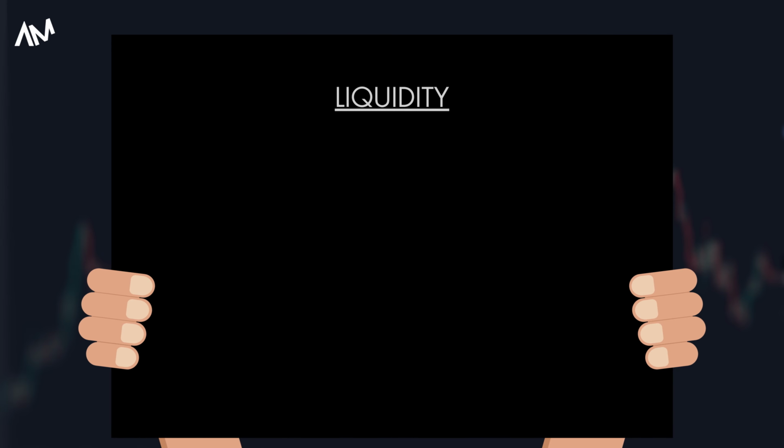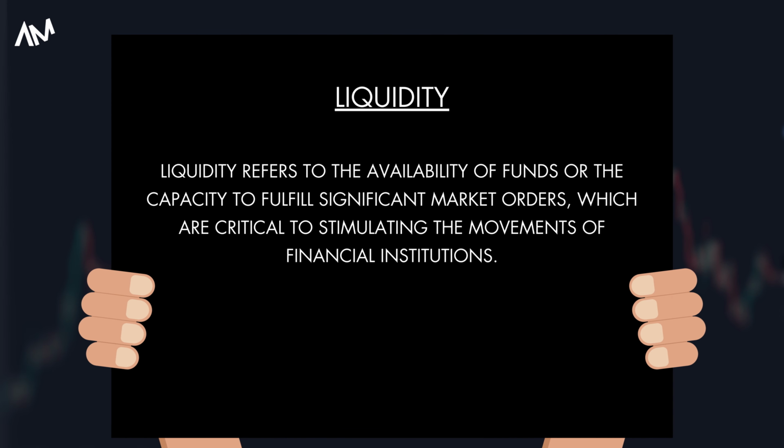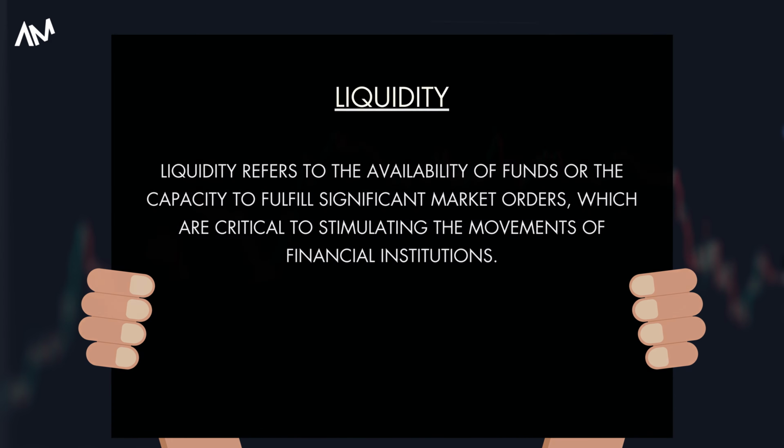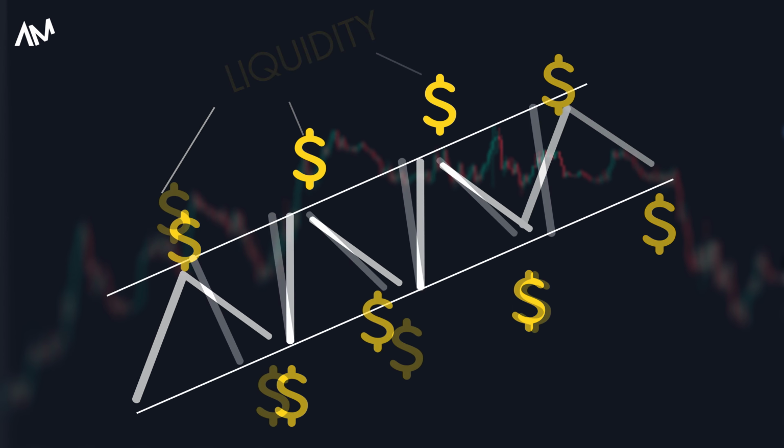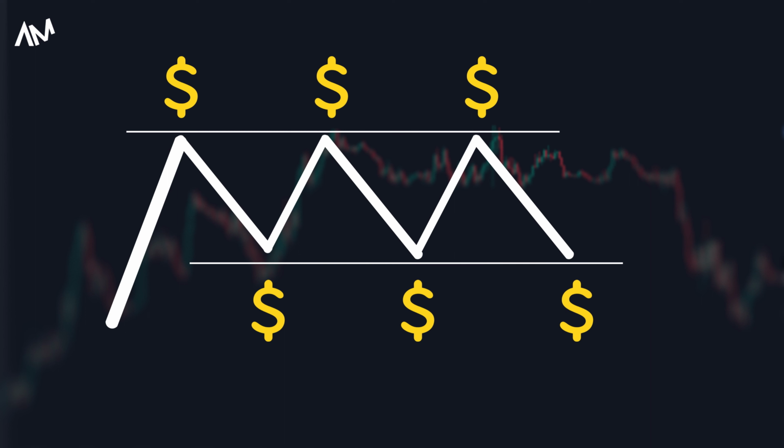Now let's discuss the final principle, which is liquidity. Liquidity is the lifeblood of the market, as it refers to the amount of money or large counter orders needed to drive market movements. It is crucial to note that liquidity often accumulates behind dynamic trend lines or above and below equal highs or lows, as this is where institutions typically place their orders. When the market breaks through these areas, it is often to gain access to the liquidity needed to propel its movements.